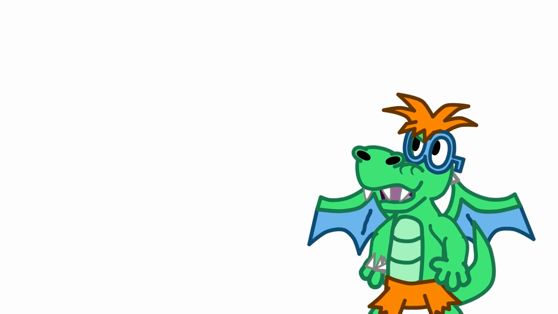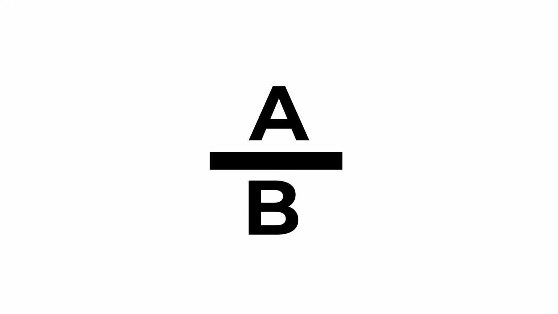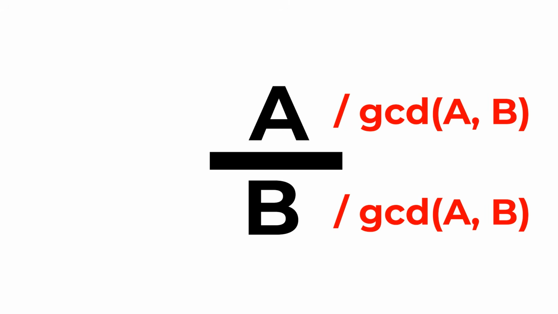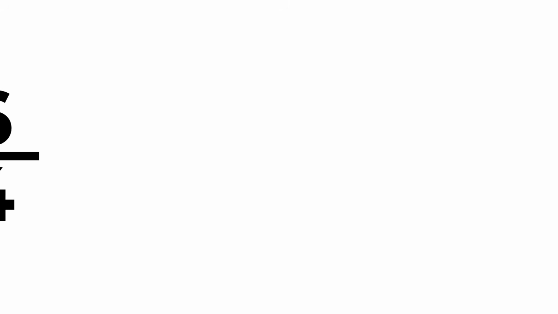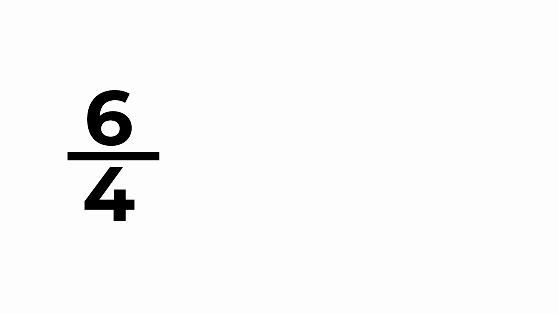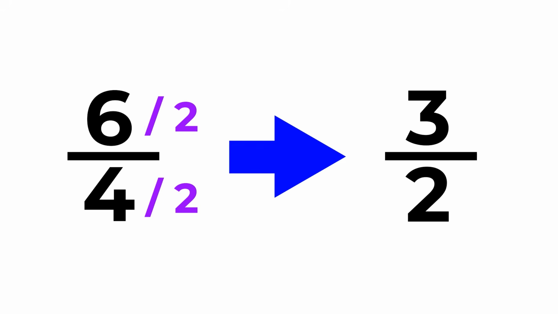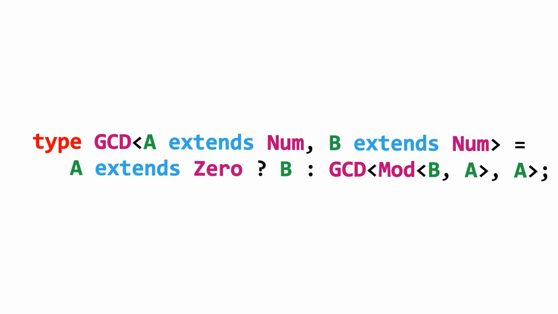To reduce a fraction, as you probably remember from like 4th grade, you divide the numerator and the denominator by the greatest common divisor. So in 6 over 4, for example, the GCD is 2, so we divide 6 by 2 and 4 by 2, and we get 3/2. And we can compute the GCD with the Euclidean algorithm.